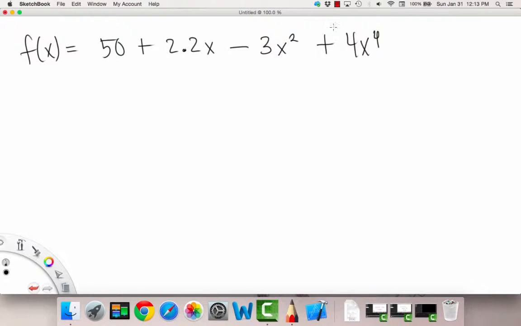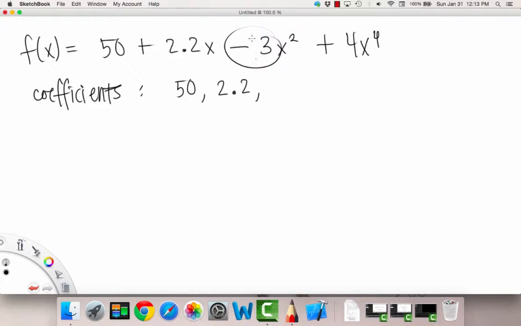Let's identify what our coefficients exactly are. We're going to be defining a lot of terms because polynomials come with terms. Coefficients are basically the numbers in front of your variables. The coefficients in our case would be 50, another coefficient is 2.2. Another coefficient, you have to be careful, because this is actually adding a negative 3 x squared, so this is going to be a negative 3.